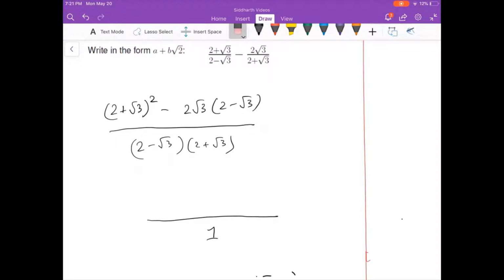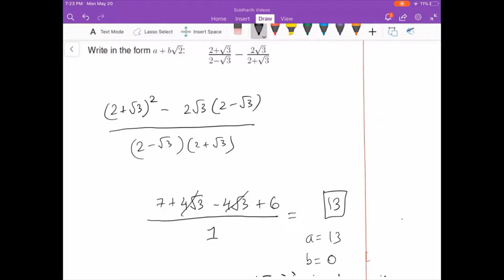Now looking at the numerator, we can see the first term is of form a plus b whole squared. This, when expanded, we get 4 plus 3 plus 4 root 3, which is equal to 7 plus 4 root 3. The second term can be written as minus 4 root 3 plus 6. Now simplifying, plus 4 root 3 and minus 4 root 3 cancel out, and we get 13 as our answer, in which a is equal to 13 and b equal to 0.